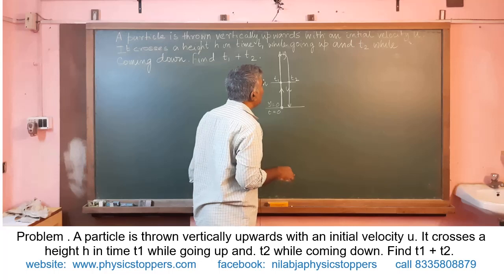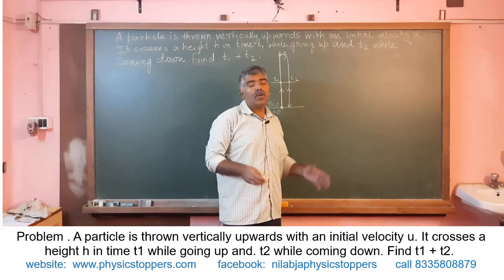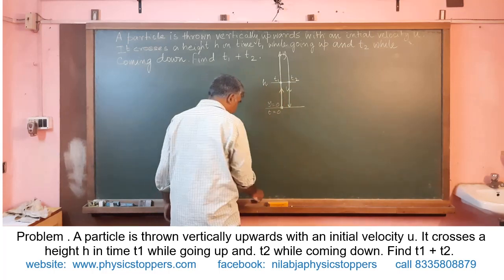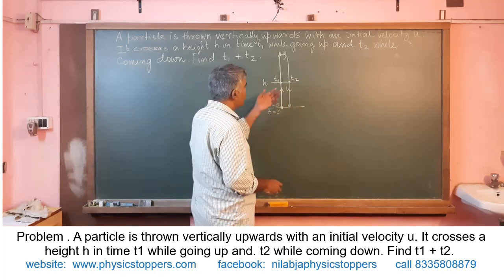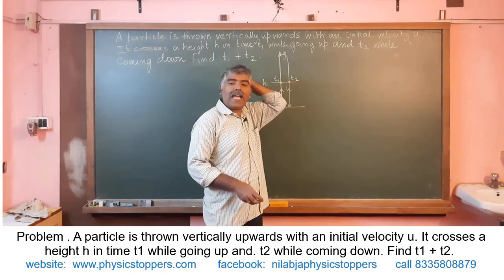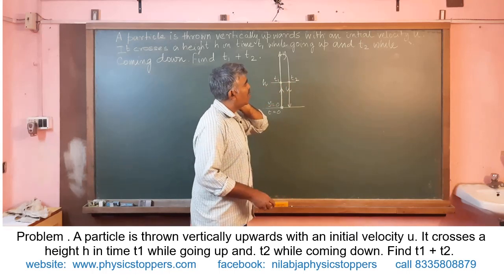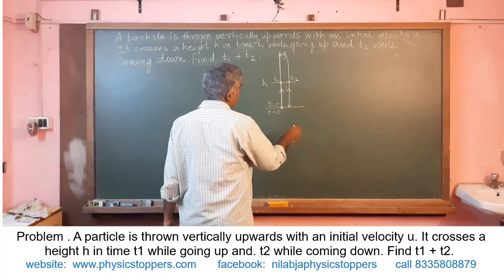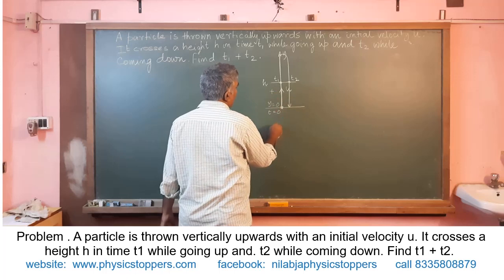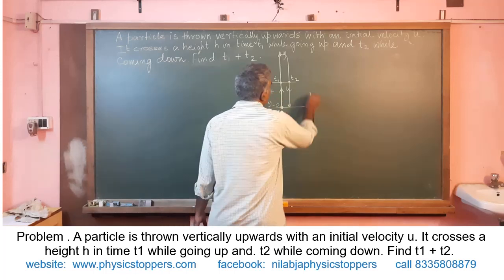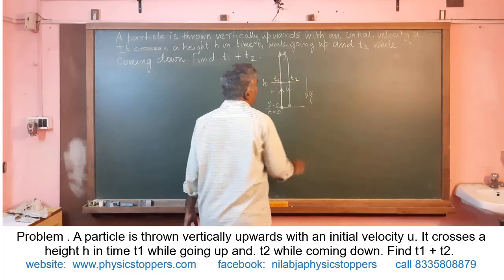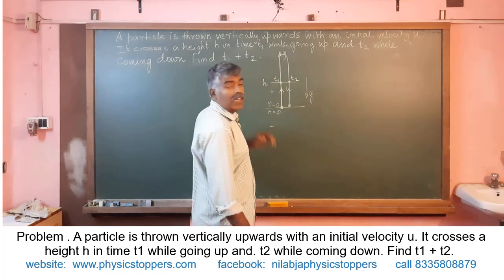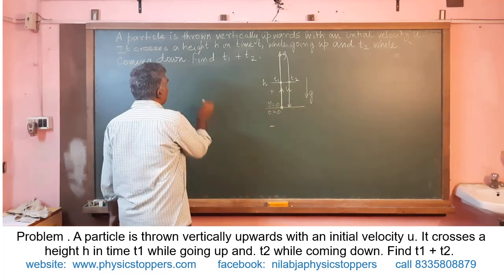while coming down. Most of the students find t1 first by the usual laws of mechanics, then find t2, and they add them. So let's handle it in a different way. If we consider this direction as positive and this direction as negative, the acceleration due to gravity is g. h is the displacement. So let's write the equation.